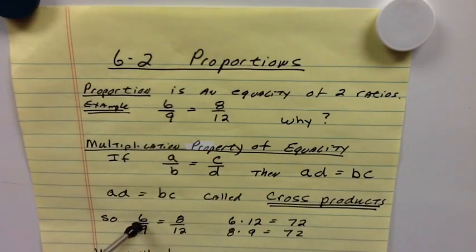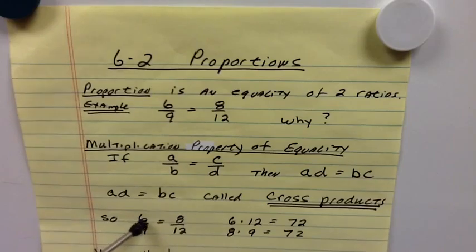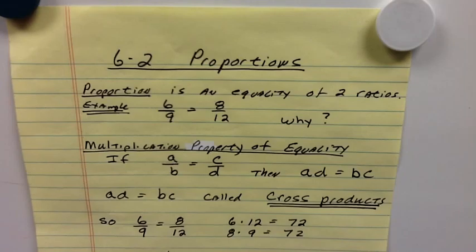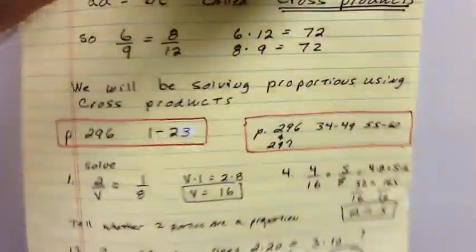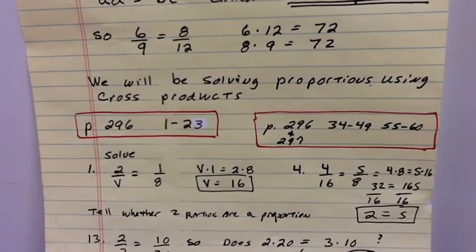So for example, I have 6 over 9 equal to 8 over 12. If I cross multiply the 6 and the 12, I get 72. And the 8 and the 9, I multiply them together to get 72. Okay? So what we're going to be doing in the next couple days is solving proportions using the cross product. So here are some examples we're going to start with.